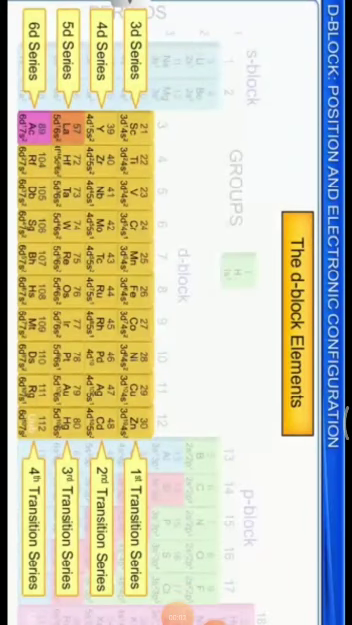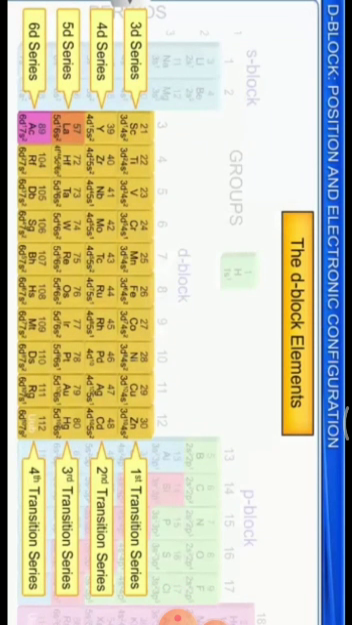Okay students, now we will study the classification of d block elements. Based on the (n-1)d shell into which the last electron enters, that is, whether the last electron enters into 3d, 4d, 5d or 6d orbitals, the d block elements are classified into 4 transition series. They are 3d series, 4d series, 5d series and 6d series.